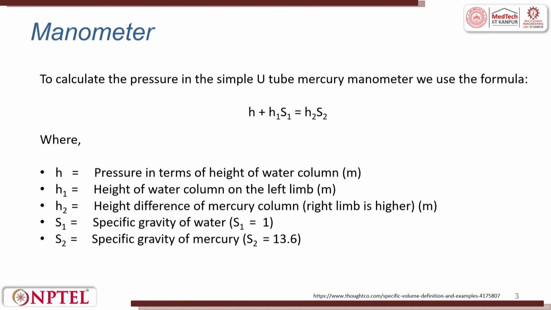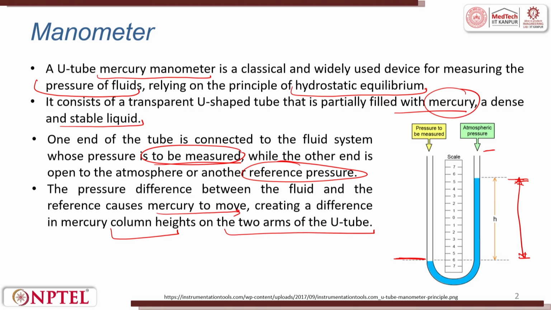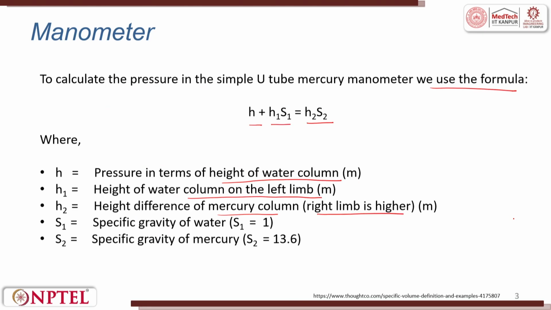To calculate the pressure in the simple U-tube mercury manometer, we use this relation H plus H1S1 is equal to H2S2. H is pressure in terms of height of water column, H1 is height of water column on the left limb, H2 is height difference of mercury column on the right limb, that is higher. You could see it is mentioned here. This is H. S1 and S2 are the specific gravity of water and mercury. For water, the specific gravity value S1 is 1. For mercury, this value is 13.6.